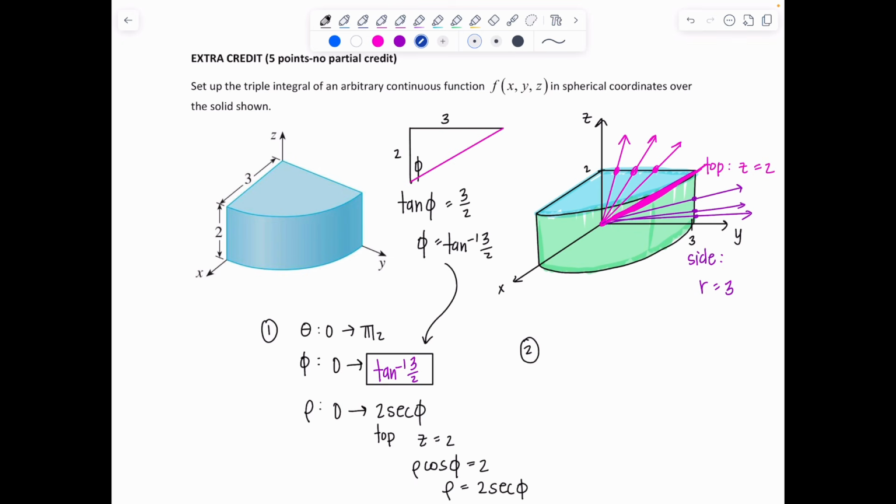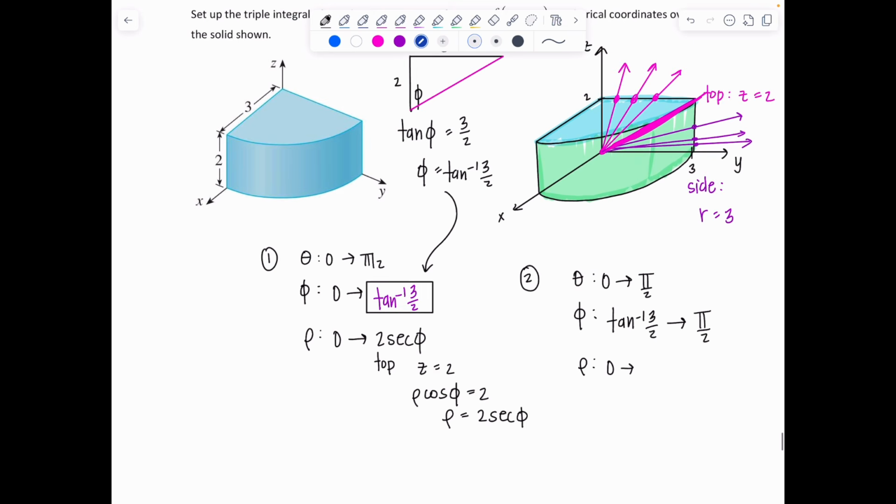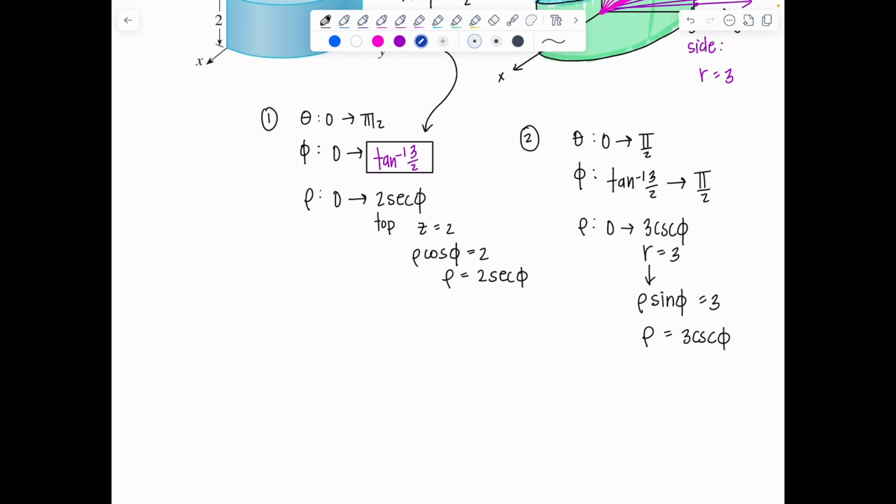Integral number 2 will pick up where the other one left off. So theta is still going 0 to pi over 2. Phi will have to go from tan inverse of 3/2 all the way up until the solid stops here. That's phi equals pi over 2. And then what about rho? Rho goes from 0 to the side. The side is r equals 3. R equals 3 in spherical is rho sine phi equals 3, which is rho equals 3 over sine phi, or 3 cosecant phi. So that's our 2 integrals that we're going to have to set up.